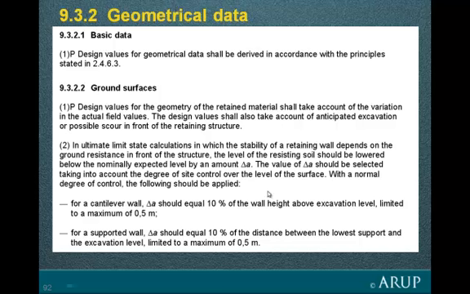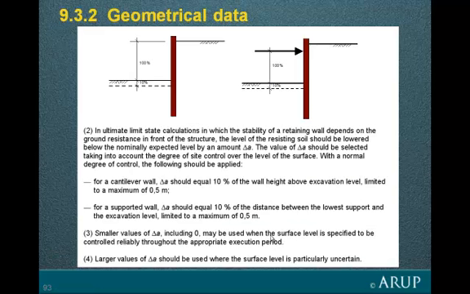Here you see that for ultimate limit state calculations, not for serviceability, in cases where the stability of the wall depends on the ground resistance in front of the structure, the level of the resisting soil should be lowered below the nominally expected level by an amount delta A. So we're going to lower the surface of the passive soil. For a cantilever wall, delta A should be 10% of the wall height, limited to 0.5 meter. For a supported wall, delta A should be 10% of the distance between the lowest prop and the excavation level, limited to 0.5 meter. This is the same requirement as was in BS 8002 in its latest form.